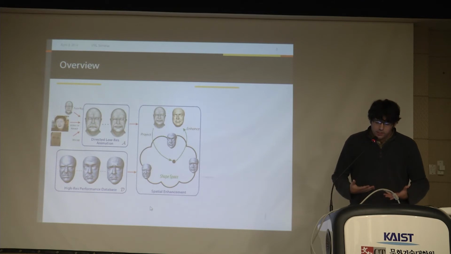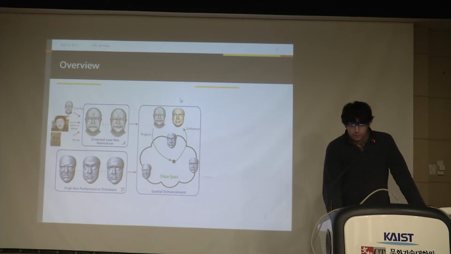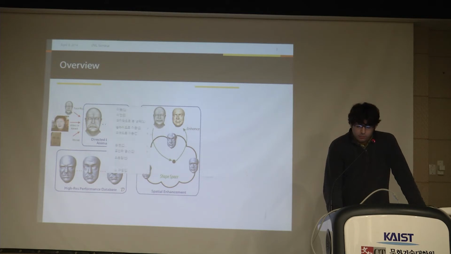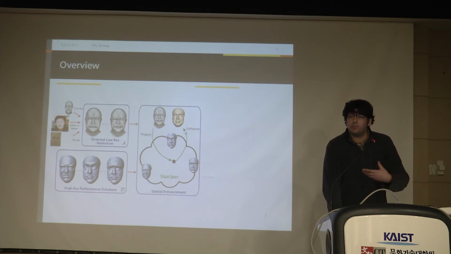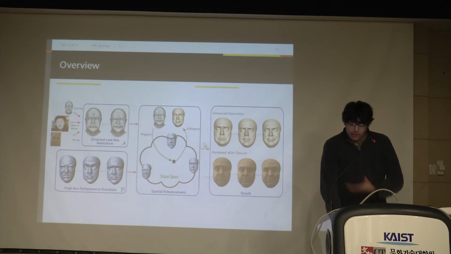Using these two concepts, they propose a new concept called the shape space, in which the low resolution animation is projected into this space. Based on this space, they can estimate which high resolution details are missing. Once this information is recovered, they can get the same input animation but in the high resolution space. And like this.